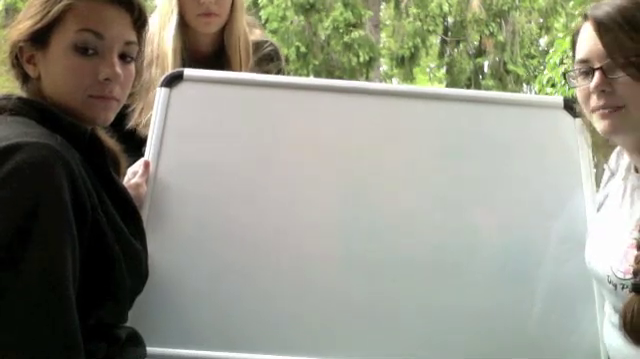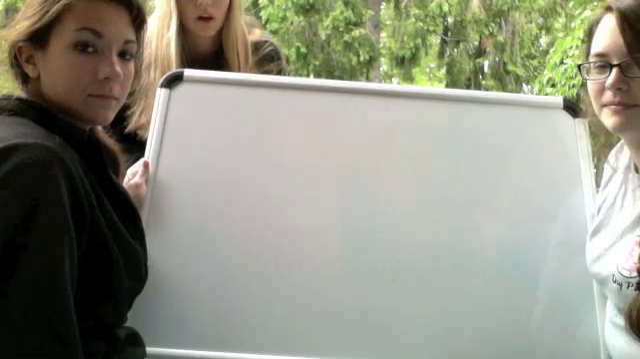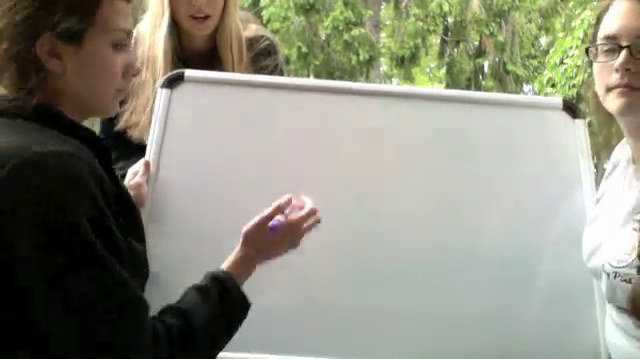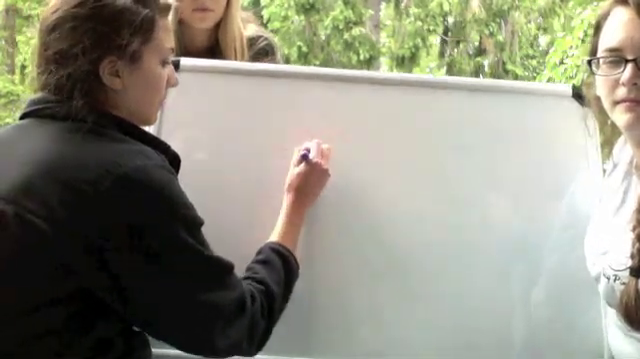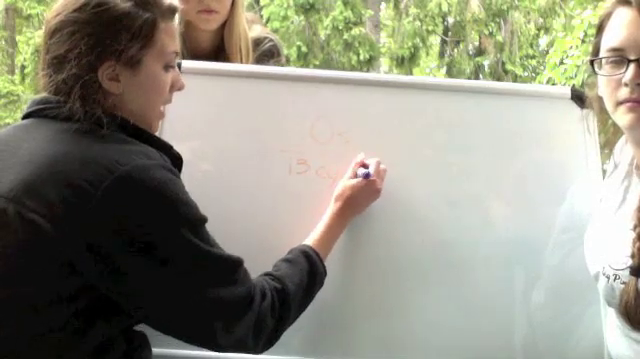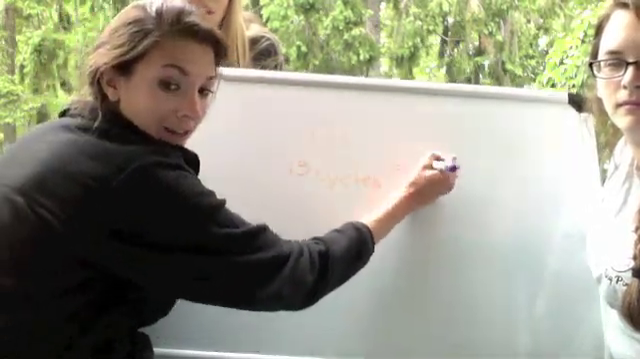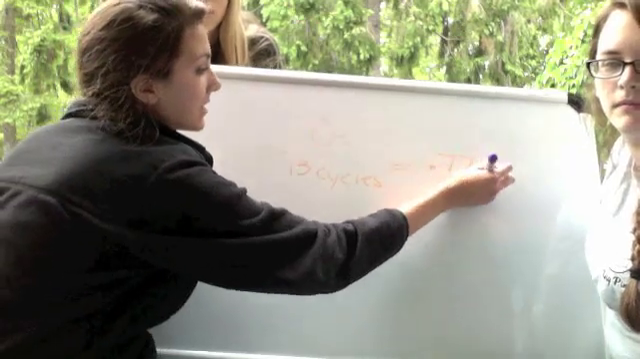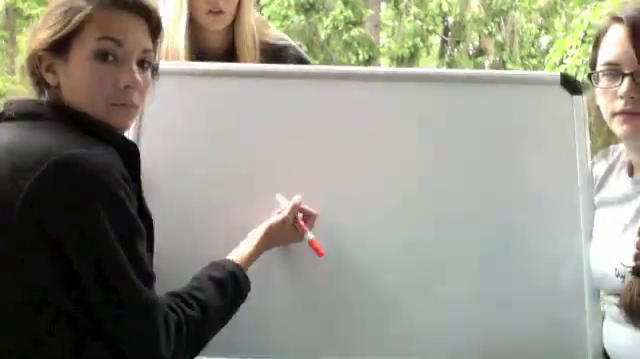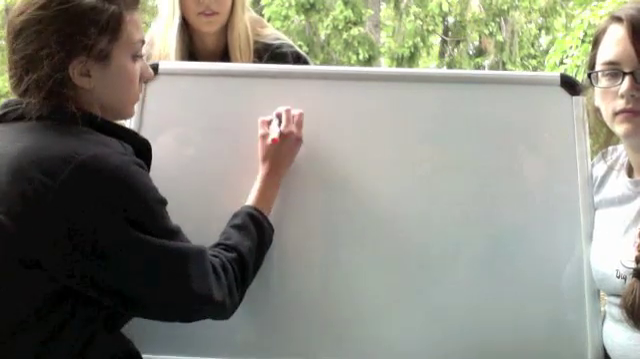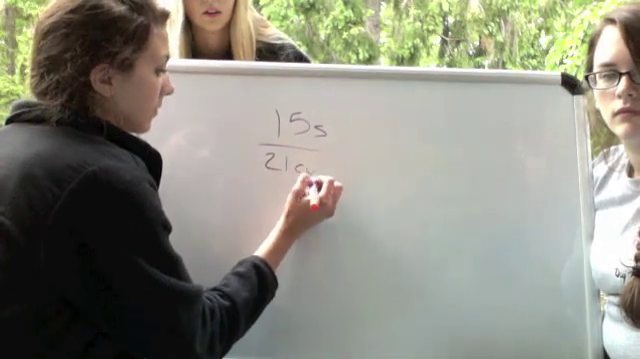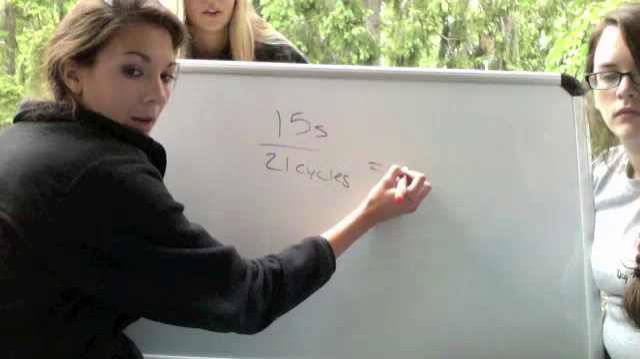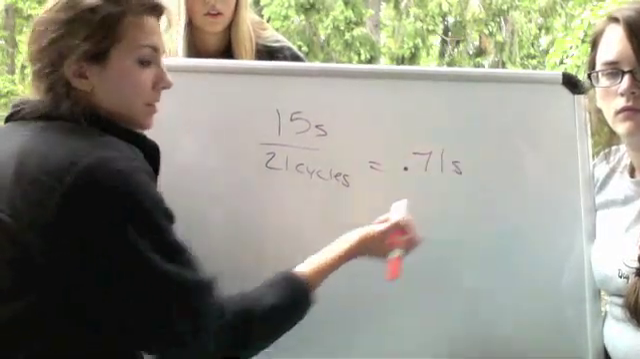In 10 seconds, I completed 13 cycles. To find the period, you divide 10 seconds into 13 cycles. And by doing so, you get 0.77 seconds per cycle. To find the period, you divide 15 seconds into 21 cycles. And doing that, you get 0.71 seconds.